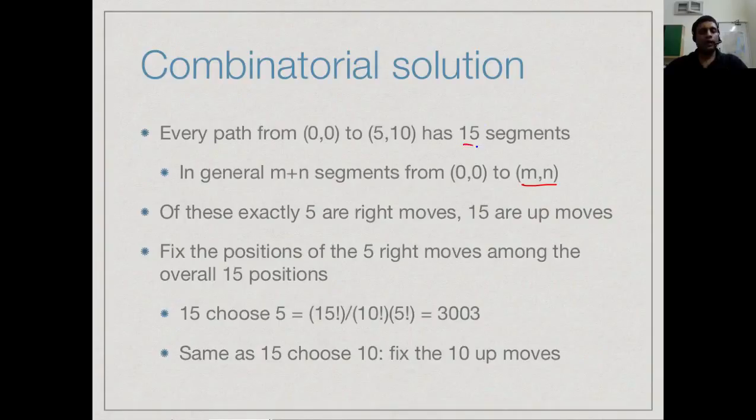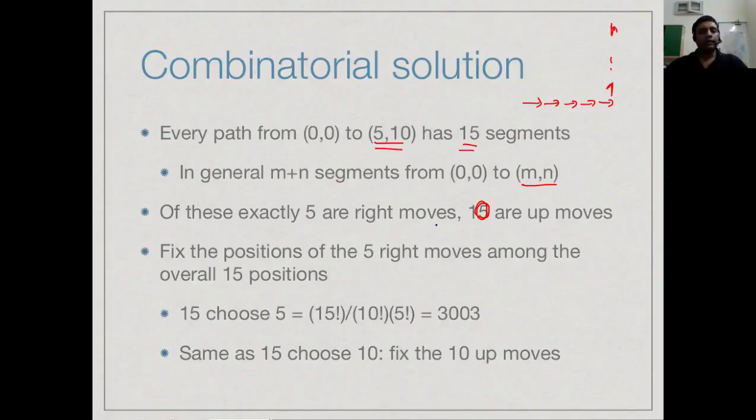Now if I have these 15 segments and I am going to 5, 10, that means I have to go right 5 times, right? And I have to go up 10 times. Now in which sequence I do these rights and ups is what determines which path I take, right? But every path will have exactly 5 right moves and exactly 10 up moves, right?